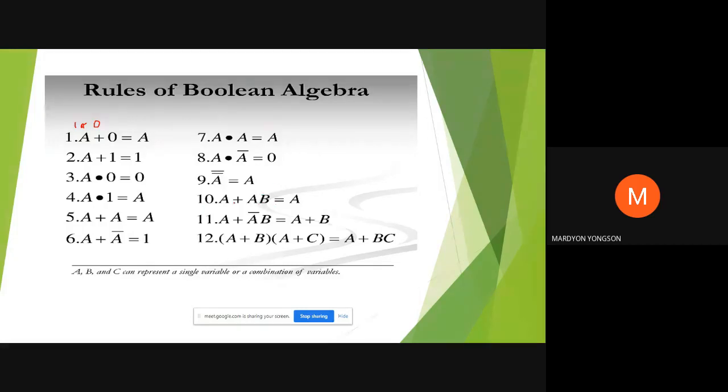Next, we have A plus AB equals A. And then we have A plus complement A, B equals A plus B. And then we have (A plus B) times (A plus C) equals A plus BC. So, as you can see, A and B can represent a single variable or combination of variables.